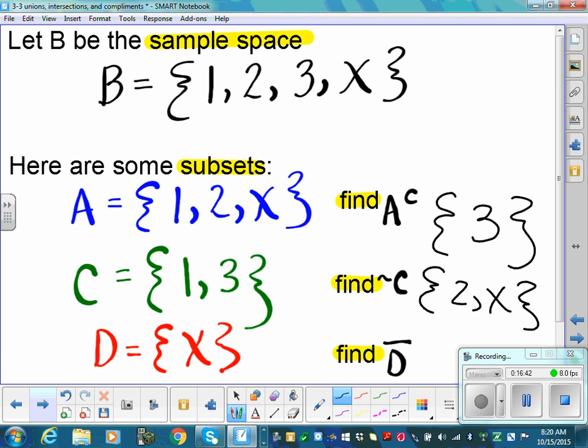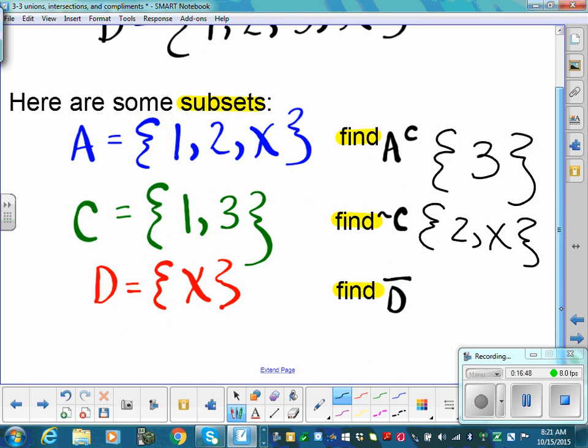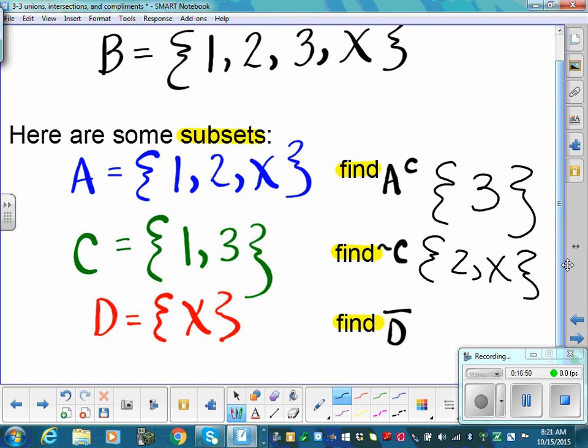Okay. And then D complement. So bar D means D complement. So everything not in D. So X is in D. So what's left out? 1, 2, and 3. All right. Any questions on that? We're all okay with complements then. Okay. And subsets and sample spaces. Okay. All right. Moving on.